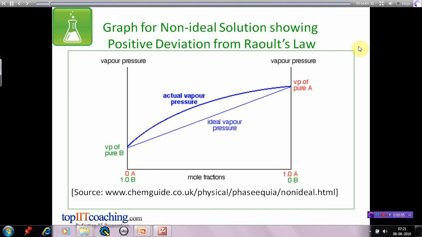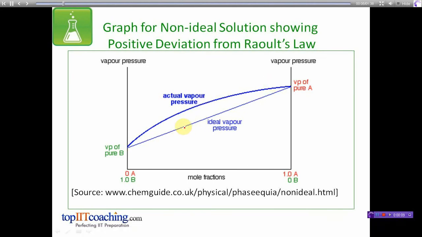This is the graph for a non-ideal solution which shows positive deviation from Raoult's law. This is the ideal vapor pressure, that is the vapor pressure predicted by Raoult's law, and this is the actual vapor pressure of the mixture that is being observed. Now at times the observed vapor pressure can be as high as this much. That is, the vapor pressure of the mixture will be higher than the vapor pressure of any of the pure components, which is A in this case.